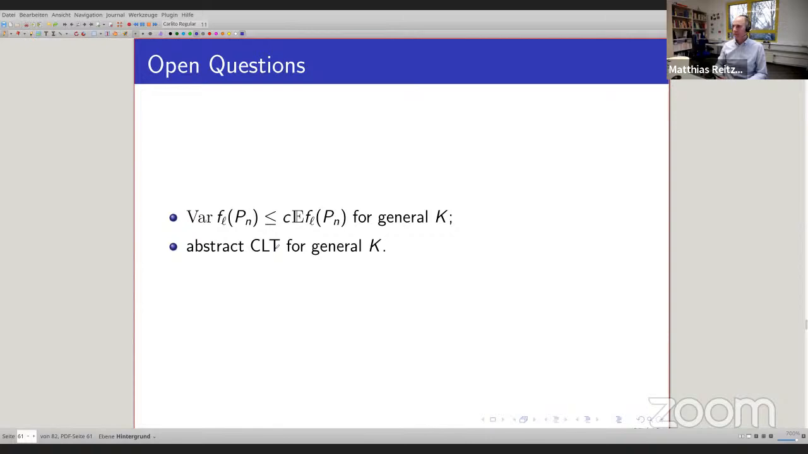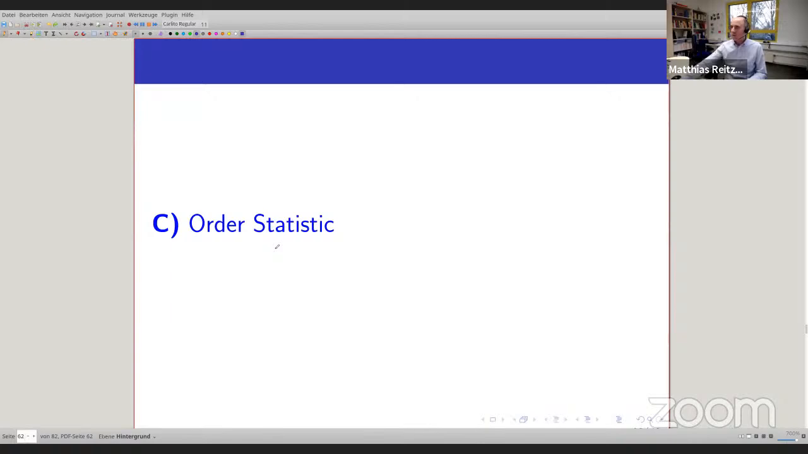Okay, this was the second part. Are there some questions to variances and central limit theorems? If not, then I have a third part, which again is something which is very recent and I find very interesting. And this is my last part, and it concerns order statistics.